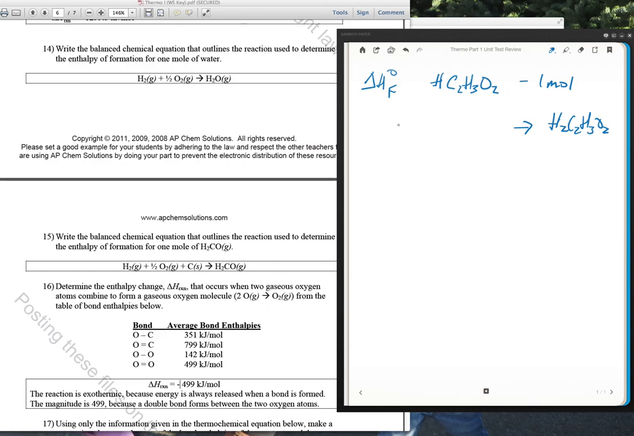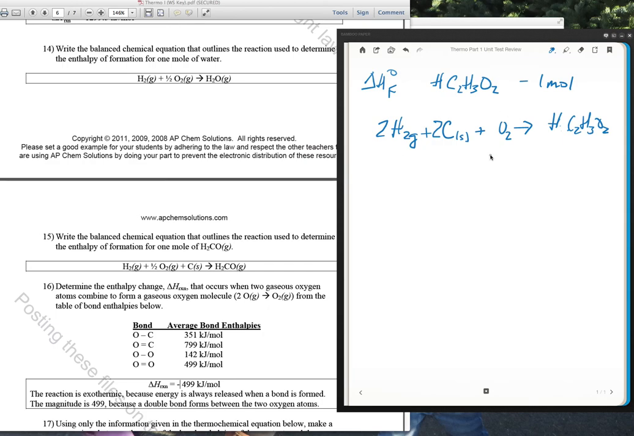You have H2 as a gas, and the carbon in its normal form is just C as a solid, and then the final one is oxygen, which is O2. Oops, I put H2, that's not what I wanted. HC2H3O2, okay, sorry. If that's the case, then that's H4, so there has to be a coefficient of 2 there. There are 2 carbons, so it has to be a coefficient of 2, and the oxygen is just 2, so you leave it as 1, and that's your answer.